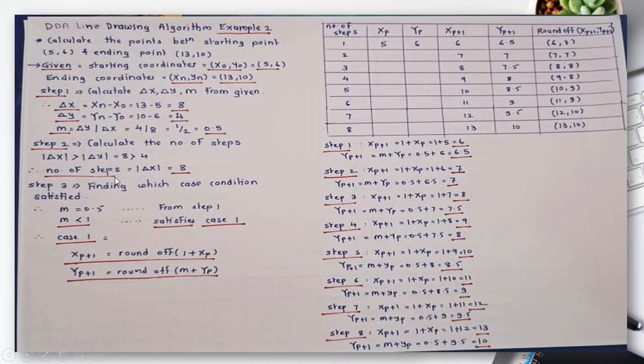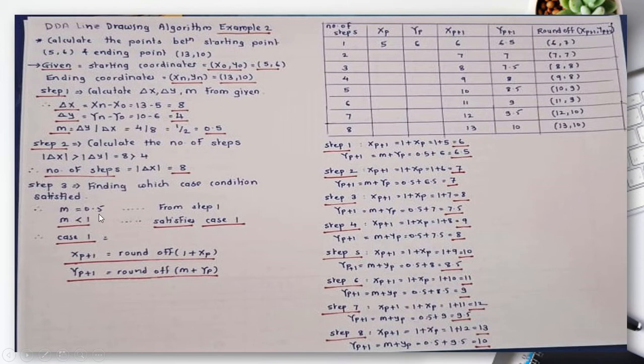So the number of steps coming in this one is the absolute value of differential of x, and that is 8. So how many steps will we have? We will have 8 steps in between the starting and ending point coordinates. In this one, the first point will be the first step, and the last point, the ending coordinate, will be the last step. Now we need to find out which case this satisfies.